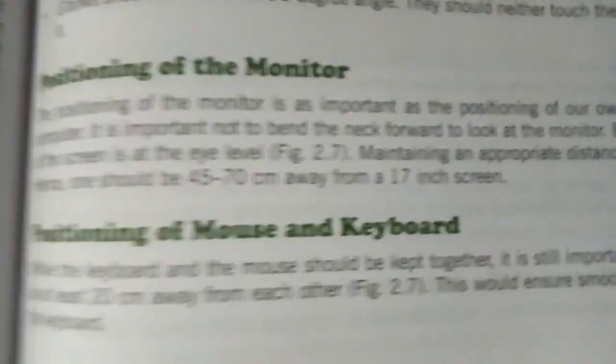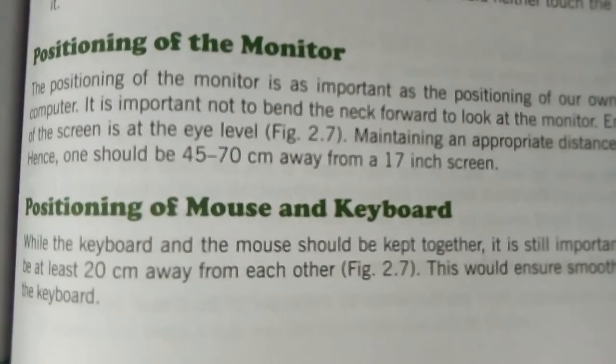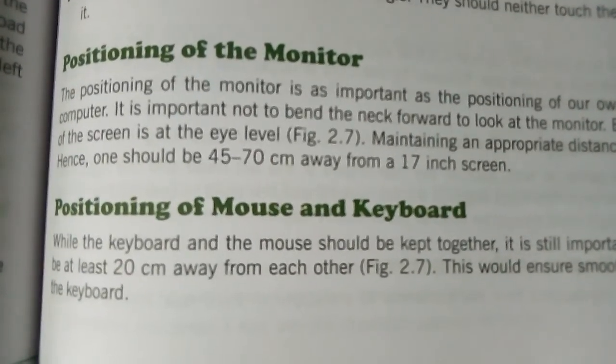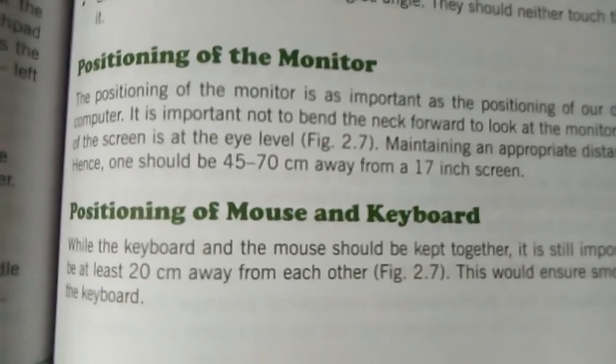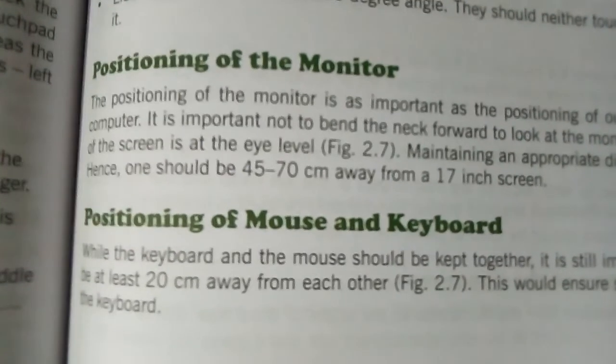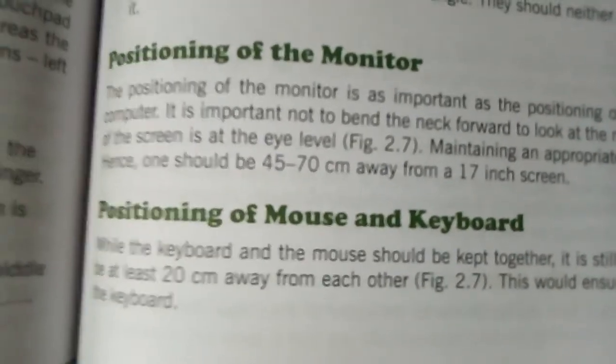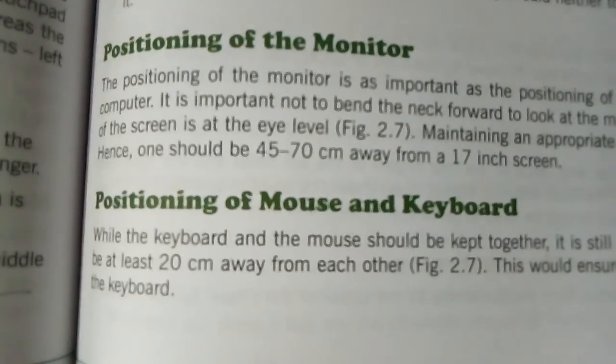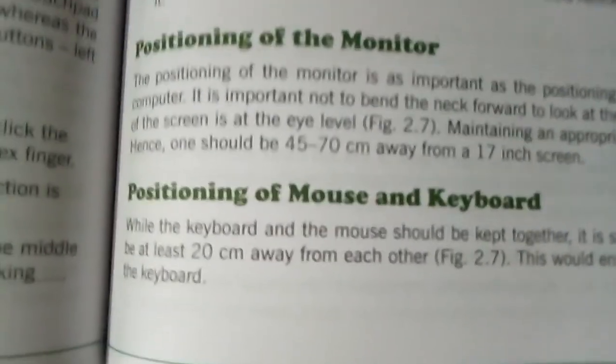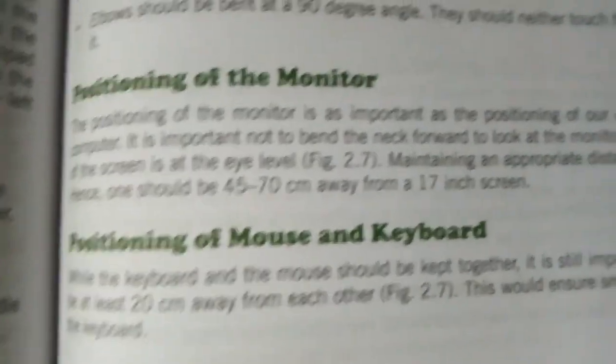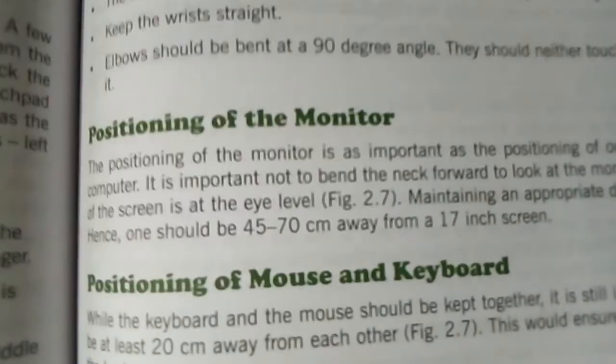Next is positioning of mouse and keyboard. These two are usually kept together, but they should be at least 20 centimeters away from each other. So this is the positioning of mouse and keyboard.